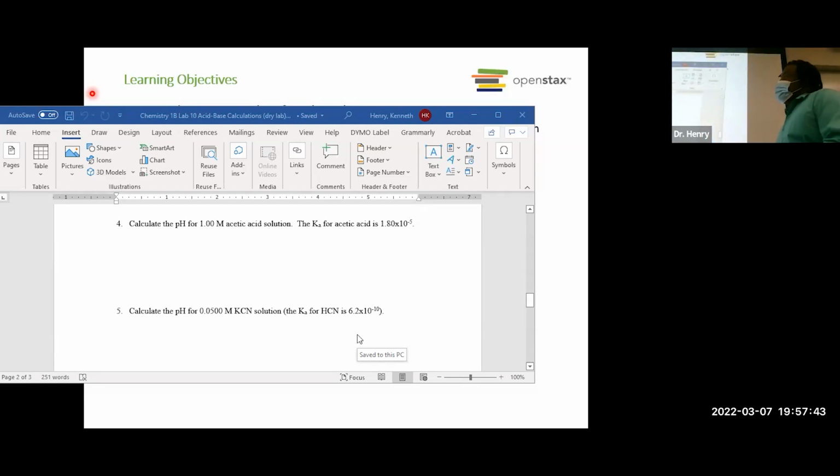Okay, calculate the pH for a 1.00 molar acetic acid solution. The Ka for acetic acid is 1.80 times 10 to the minus 5.